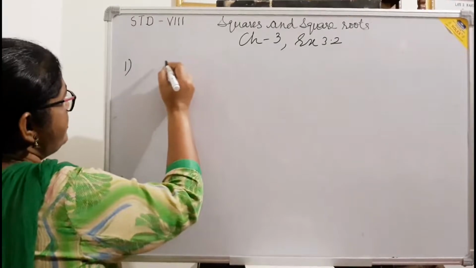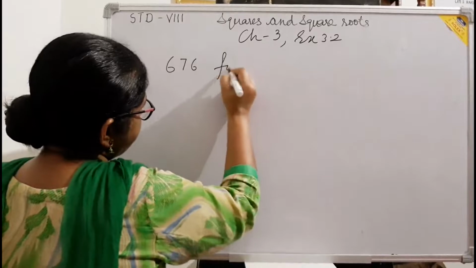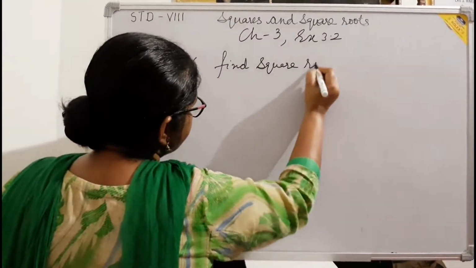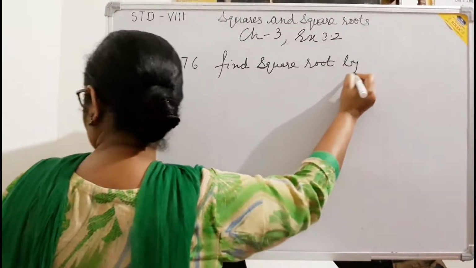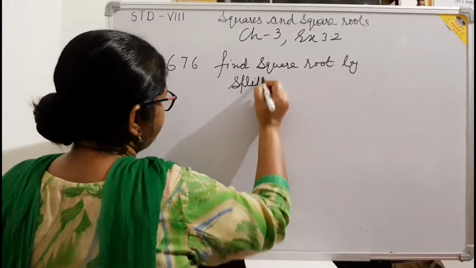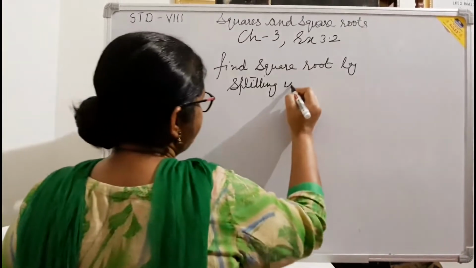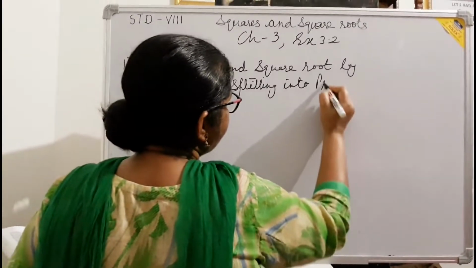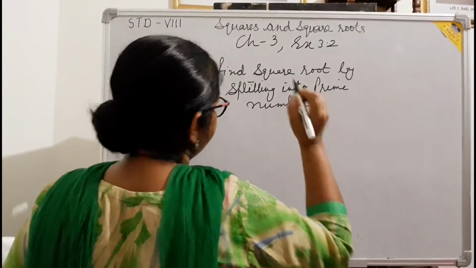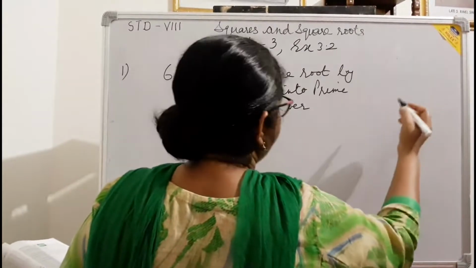Yes, first question. 676. Find the square root by the splitting method, splitting into prime numbers. You know prime numbers? Yes. Prime numbers are not divisible by any number.